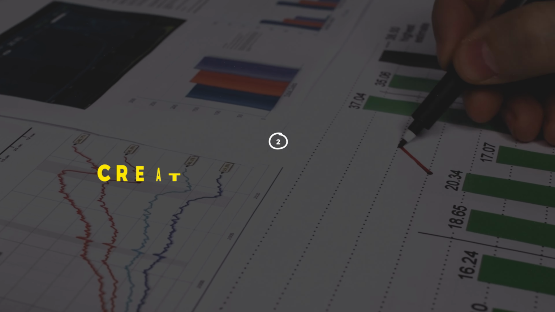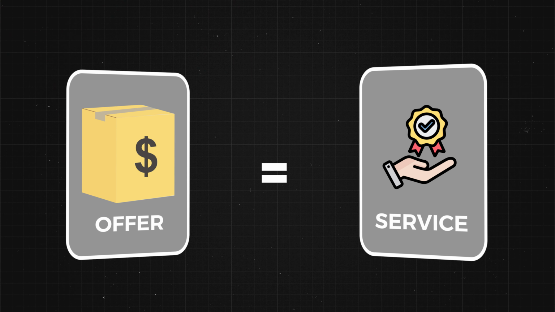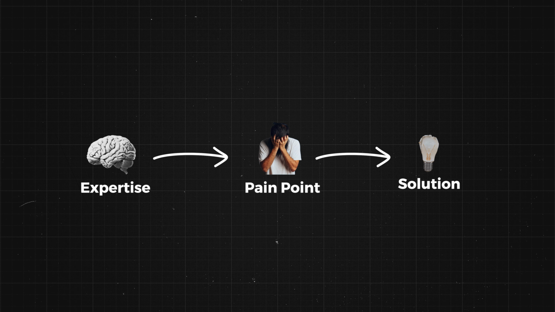The second step into this strategy is to create a high value offer. Your offer is essentially your main service that you're going to be providing to clients. In order to create a high value offer, you need to leverage your expertise to identify potential client pain points and then offer a solution to those pain points through your services. For example, a client's pain point could be that they post the same video on every single platform and it just gets compressed and digitally. Therefore, your solution to this problem could be that you repurpose and optimize their content to fit in with the different aspect ratios and social media guidelines.